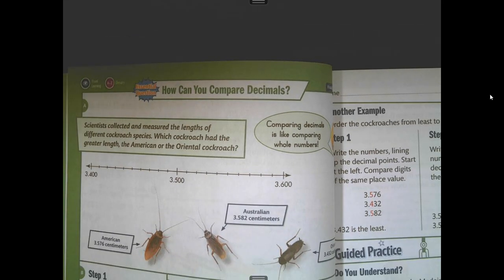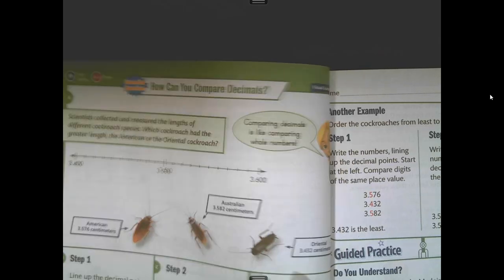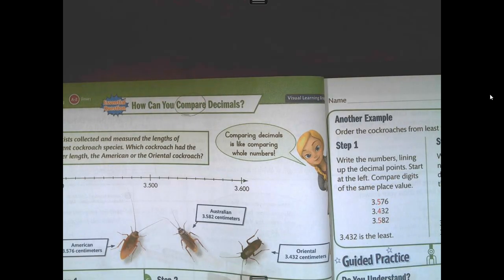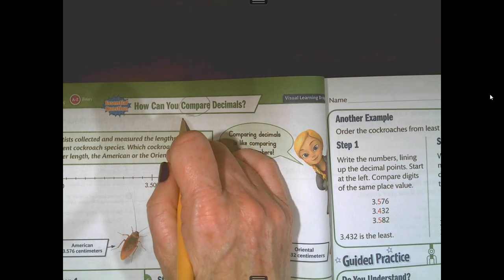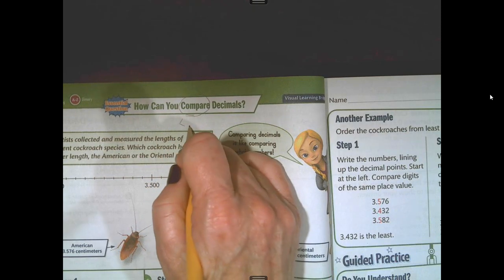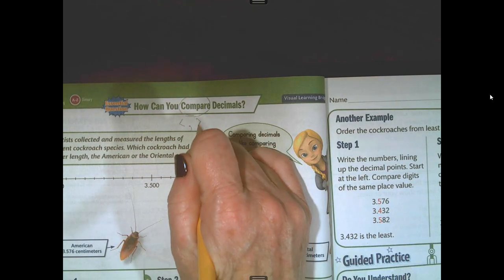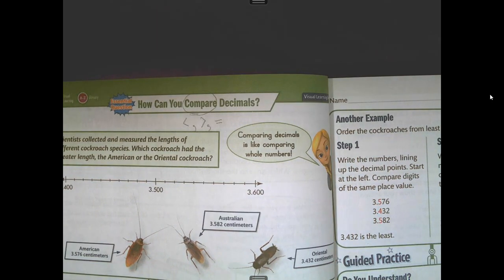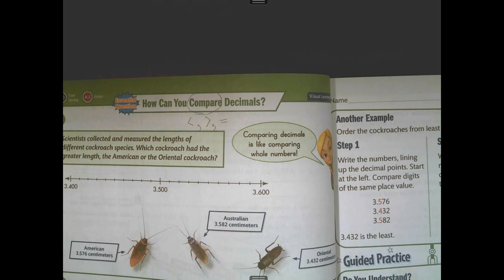All right, so on page 22, we're looking at our essential question, and we want to know, how can you compare decimals? So when we compare decimals, we're looking at their value, and we want to know, when we look at 2 or more decimals, which ones are less than, which ones are greater than, or which ones have the same value and are equal to. So we're going to talk about decimals.